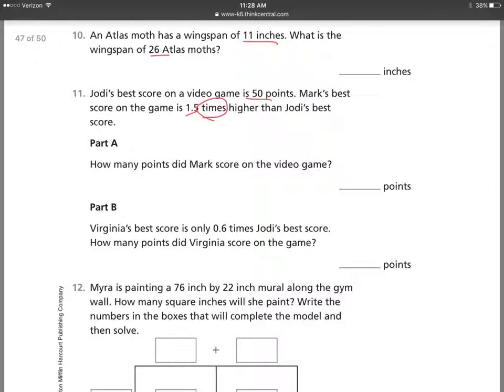Then part B, Virginia scores only 0.6 of a time, or 0.6 times Jody's best score. And so again, you're going to have to find out how many points Virginia scored by setting up a multiplication problem using Jody's score and what we know about Virginia's score.